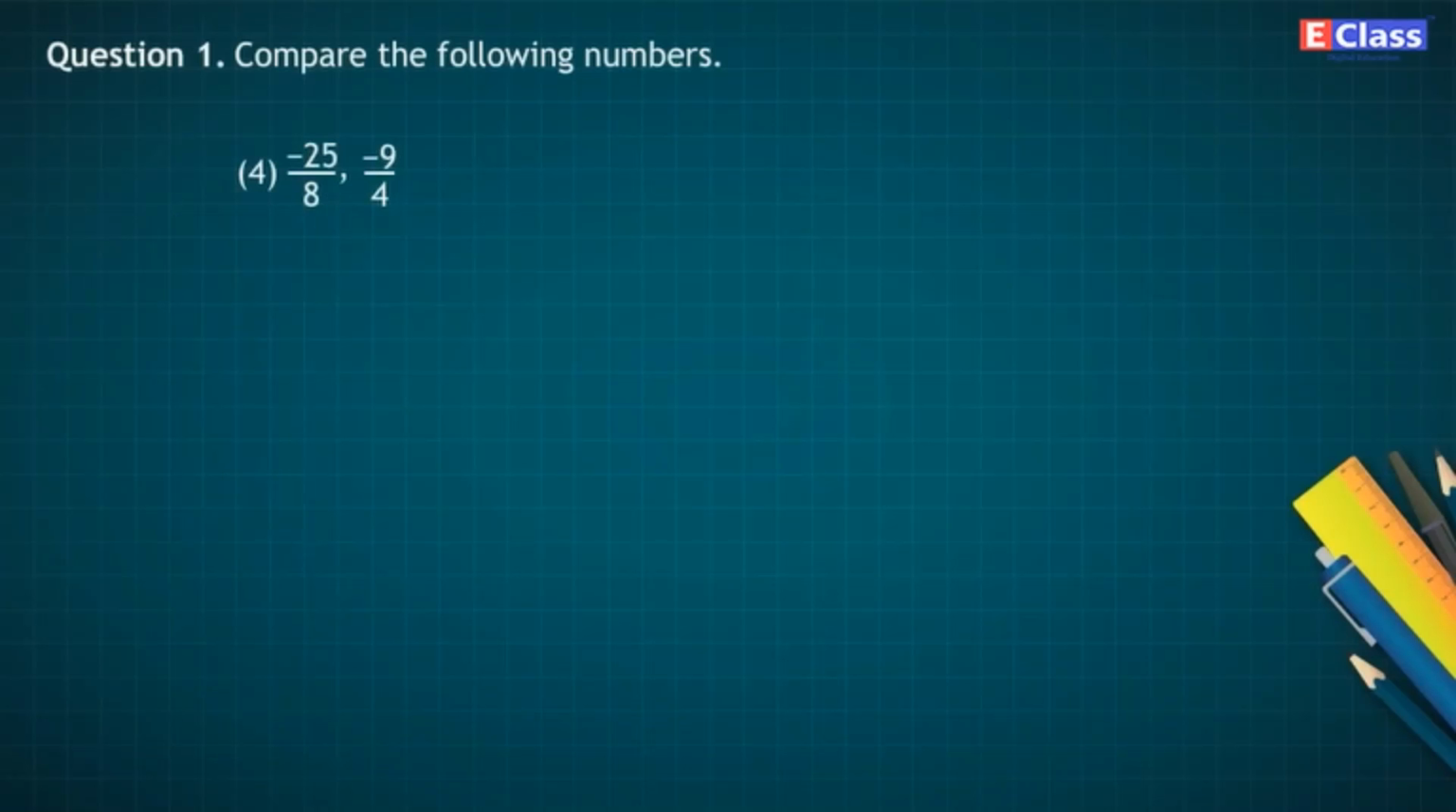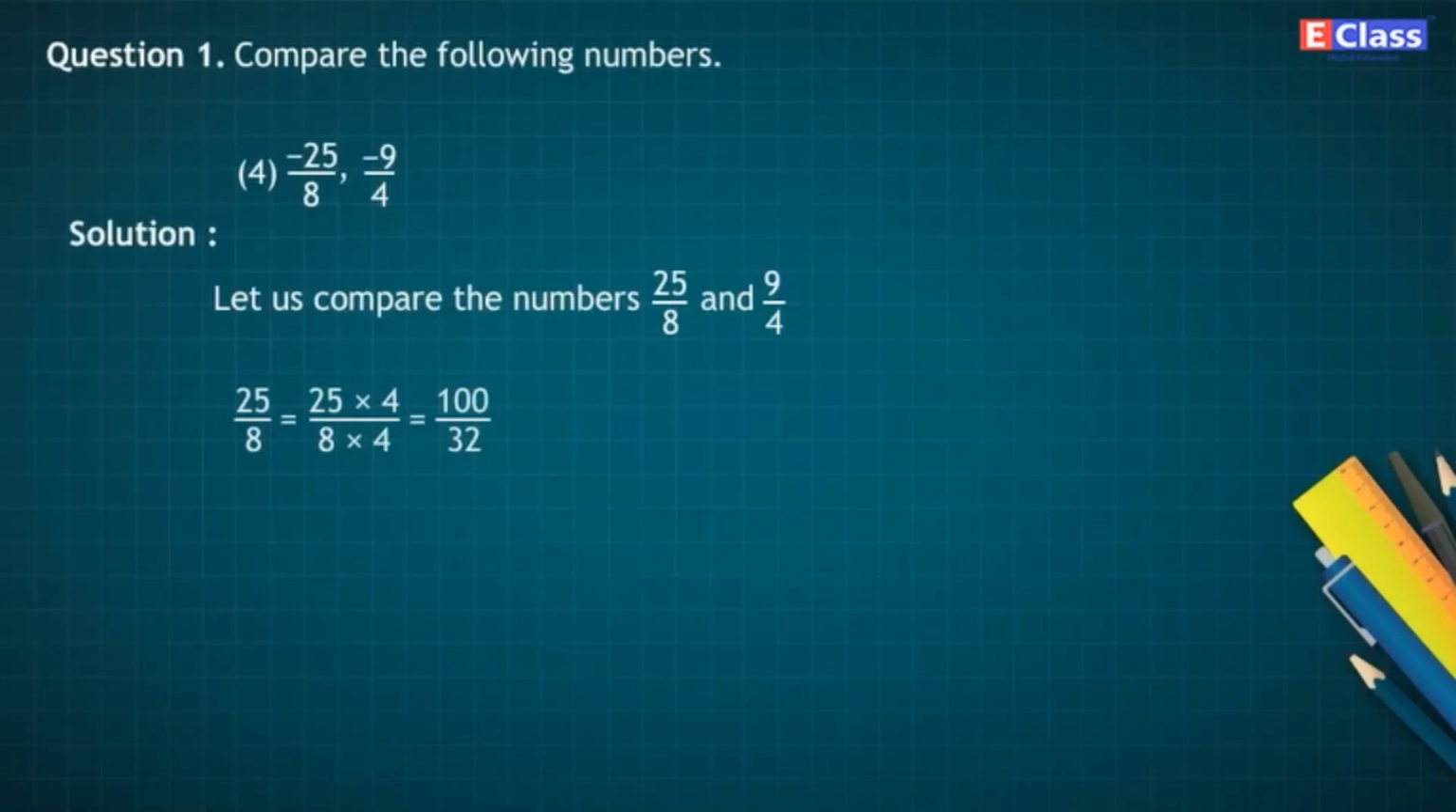4. Compare -25 upon 8 and -9 upon 4. Multiply numerator and denominator by 4. Therefore, 25 by 8 is equal to 25 multiplied by 4 wholly divided by 8 multiplied by 4, which is equal to 100 by 32.